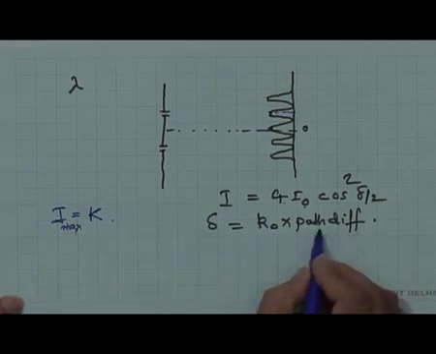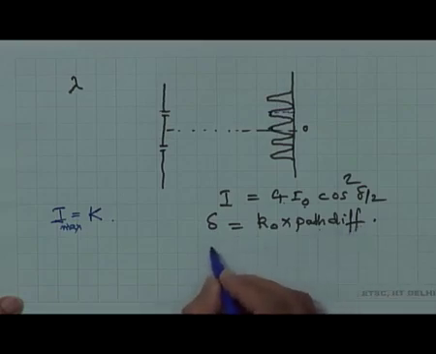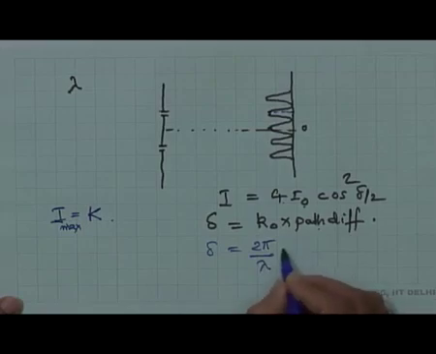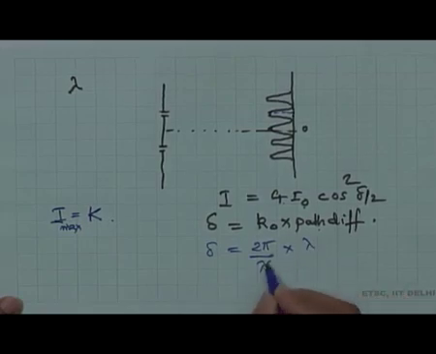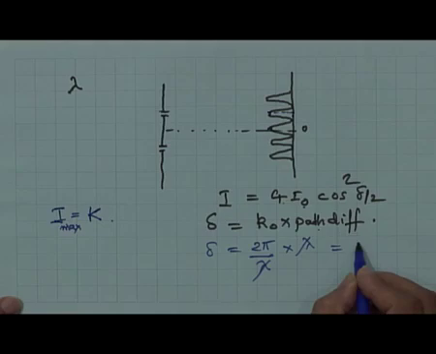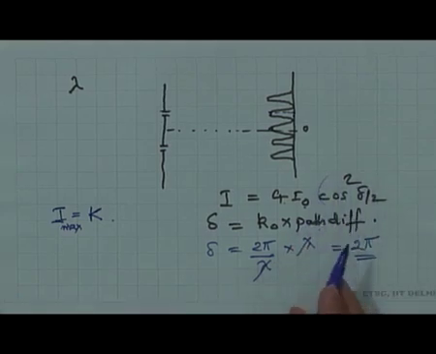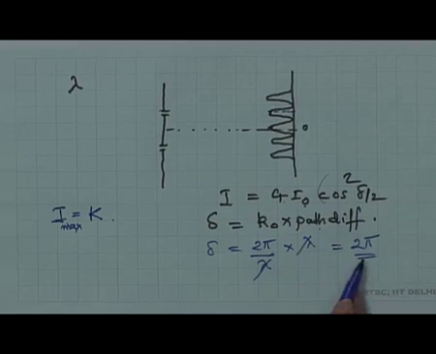So delta is equal to 2 pi by lambda into the path difference lambda. So these cancel and delta is equal to 2 pi. Obviously, cos delta by 2 is equal to minus 1 and cos square is 1. So the maximum is 4 I 0.